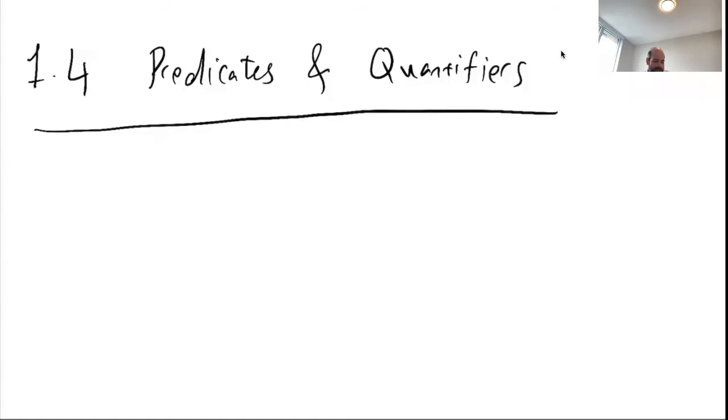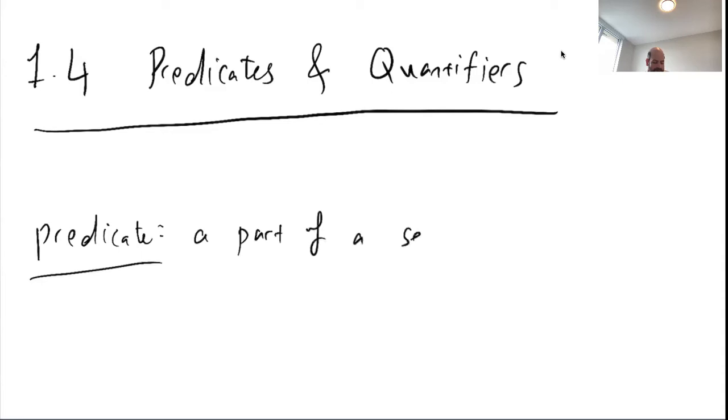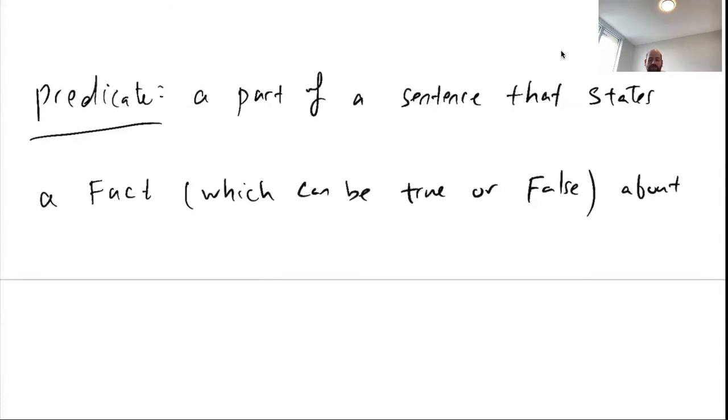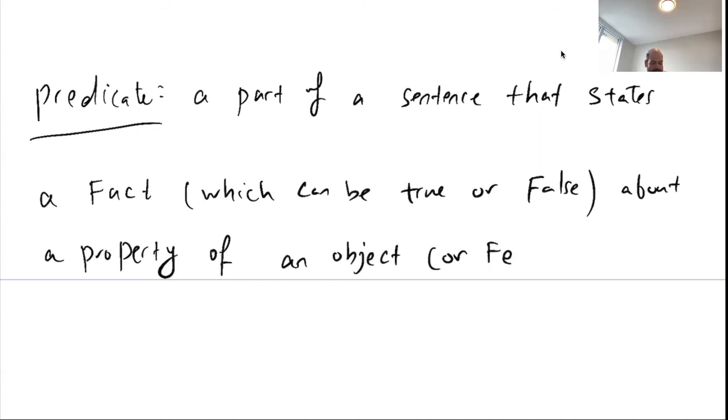Okay, so what is a predicate? A predicate is basically a part of a sentence that states a fact, which can be true or false, about a property of an object or a few objects.